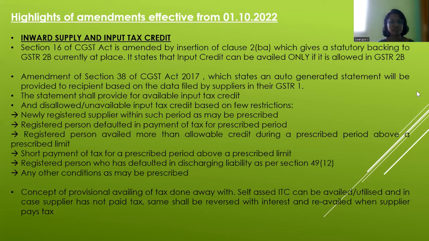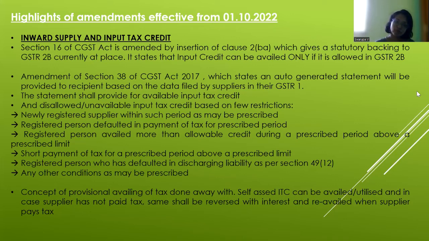So if any of these conditions or restrictions are there, then the credit will go into the not available category and you will not be able to take the credit because of the amendment in Section 16 of the Act.